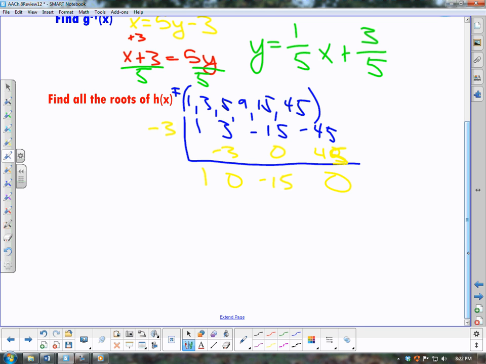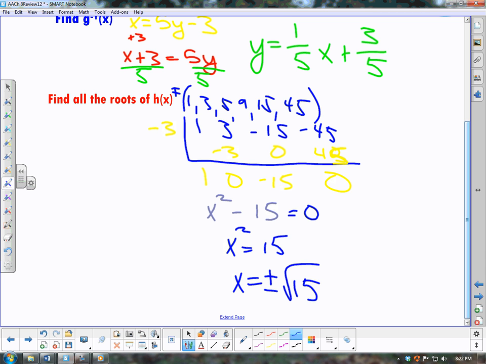And then we are left with x squared minus 15. And now to solve that, you can just set it equal to 0. If there was something in here, then you could use the quadratic formula. This one, all we have to do is solve, so x squared equals 15, and then x equals plus and minus the square root of 15. So the three roots are negative 3, square root of 15, negative square root of 15. And there's your review for this final test of the year.